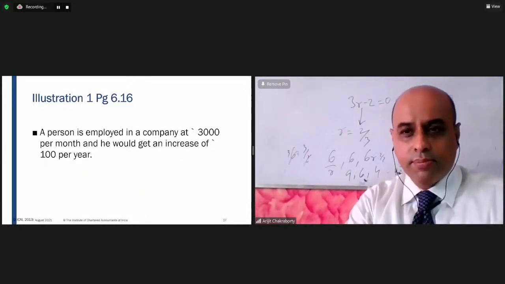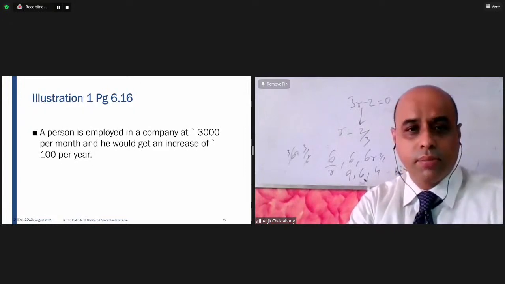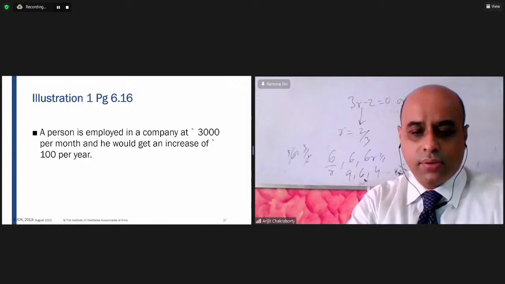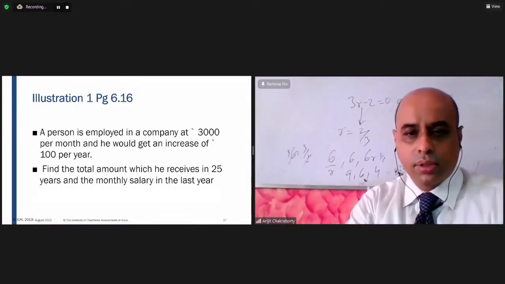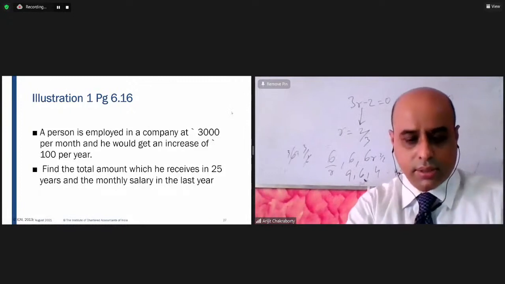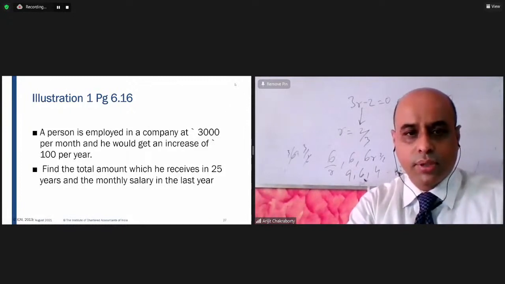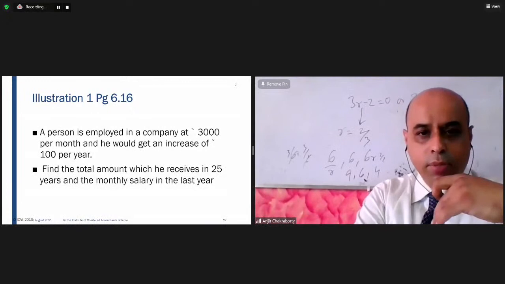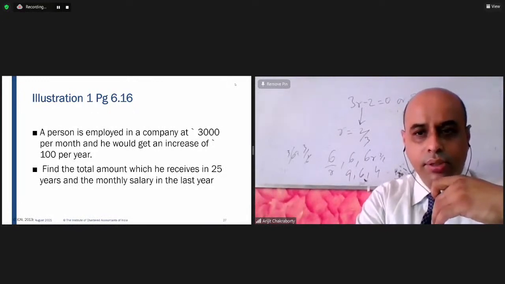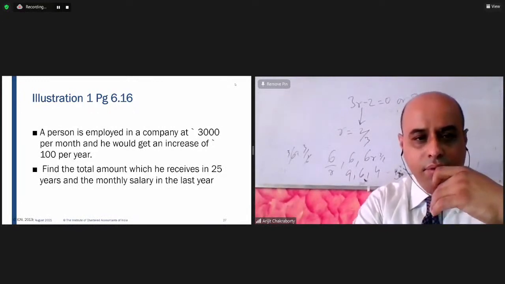A person is employed in a company at 3,000 per month, and he would get an increase of 100 per year. Find the total salary he received in 25 years and the monthly salary in the last year. So let us check what type of question this is. 100 rupees per year.